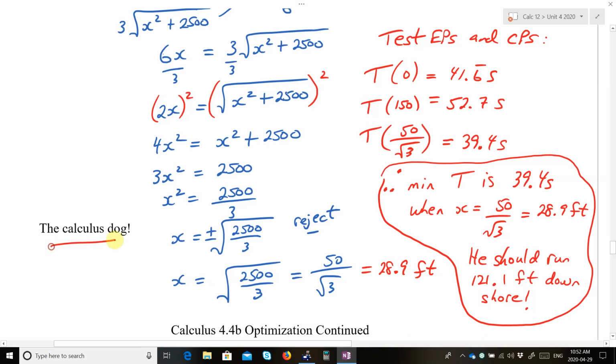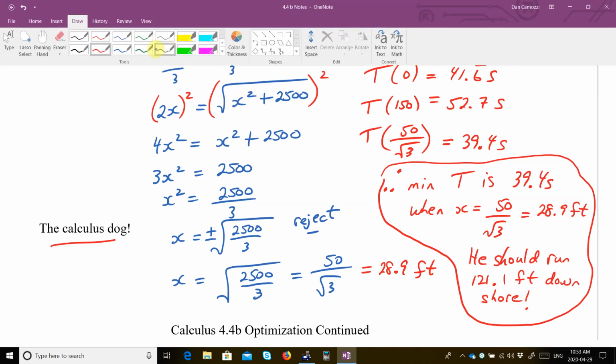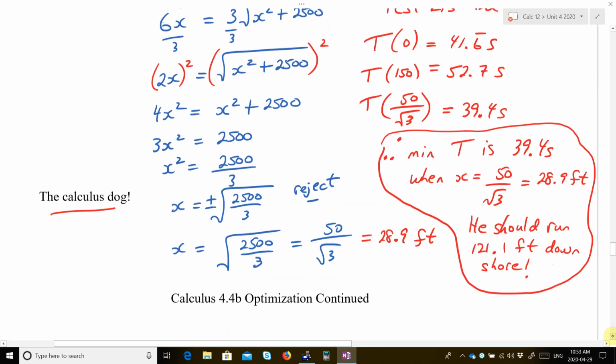Okay, and it says here the calculus dog, and I think there was an article that sort of talks about how dogs will actually do this when you throw a stick into the water. They'll run along the shore first and then they'll start to swim. And it's sort of interesting that perhaps the dogs know a bit of calculus to do that.